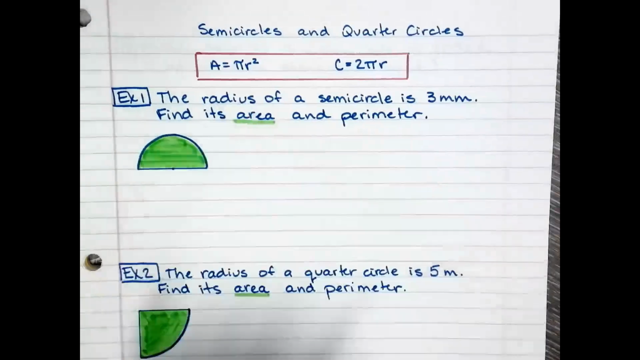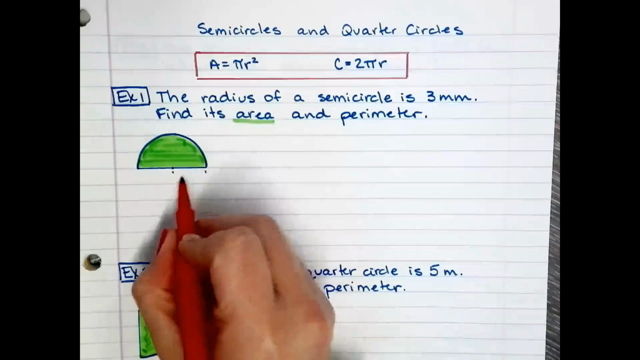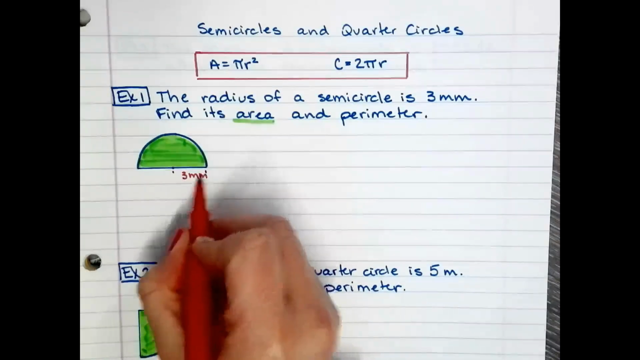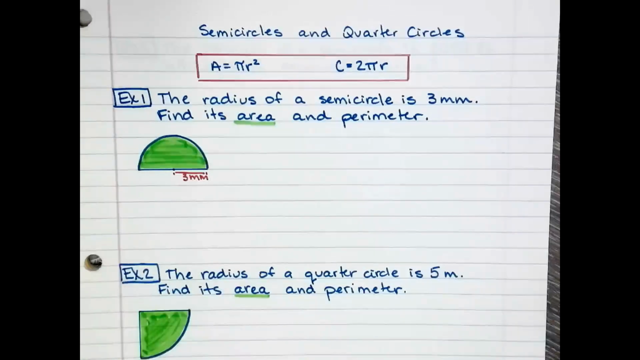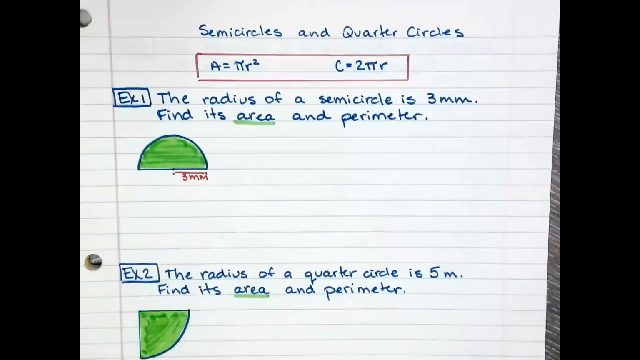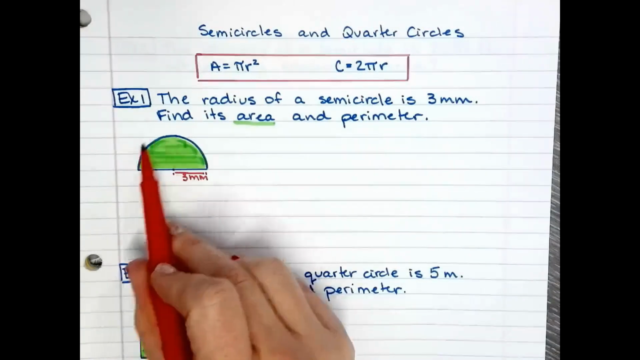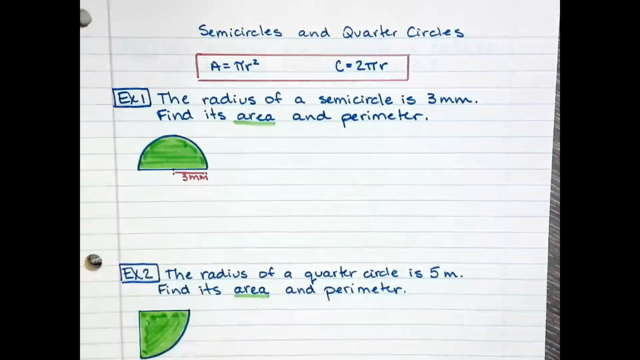We have our first example: the radius of a semicircle is 3 millimeters. So the distance from here to here is 3 millimeters. We need to find the area and the perimeter. So the area is the shaded blue part right there, everything on the inside. And the perimeter is what's in blue. It's on the outside of that semicircle.